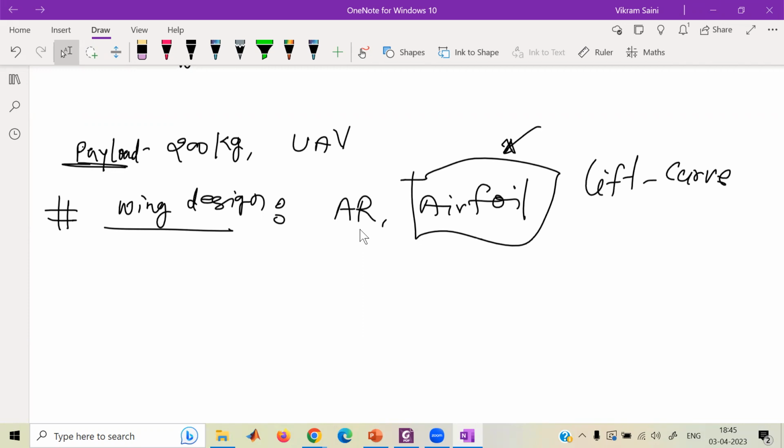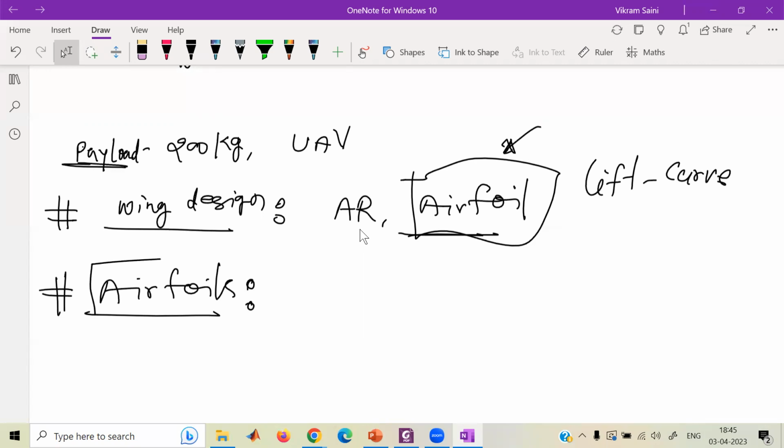So how do you choose airfoils? Let me be very straightforward. How do you choose airfoils? Let's say today I give you some project and I ask you to choose some airfoil for me. So how do you proceed? Checking its camber properties, sir. Checking its camber properties.